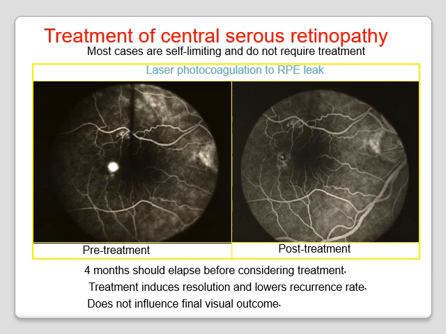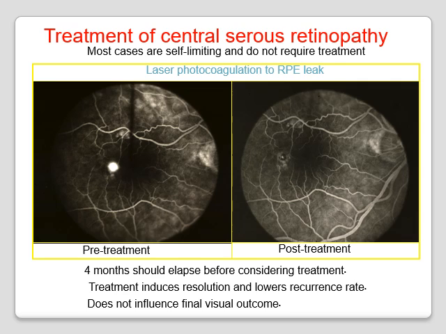What is the treatment of a case of central serous chorioretinopathy? Most cases are self-limiting and do not require treatment. Unfortunately, most of the treatment modalities can be associated with retinal pigment epithelium tear formation. Laser treatment is used in certain cases.